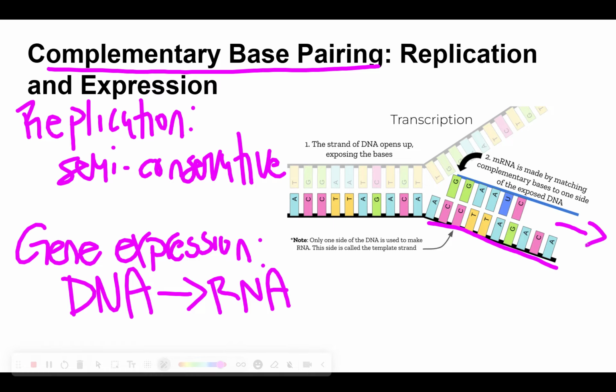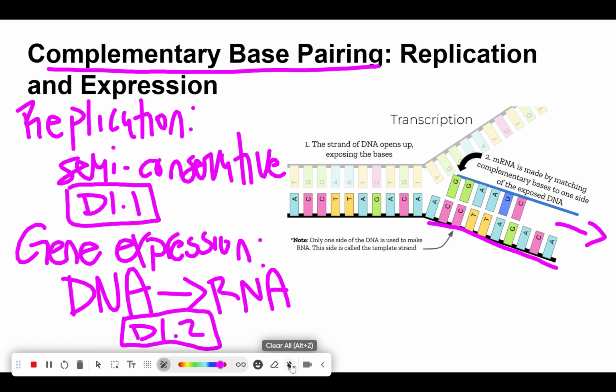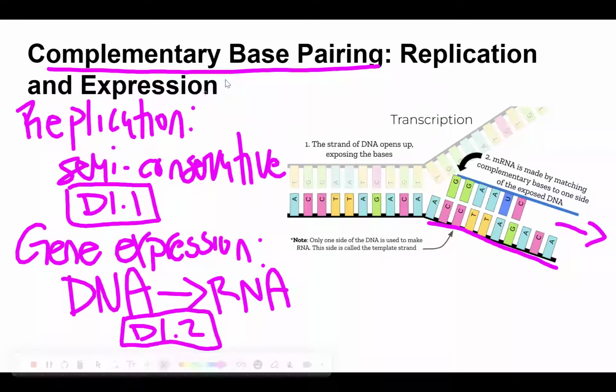Both of these concepts are very important in biology and come up a lot in other sections of the textbook. Replication is D1.1 and protein synthesis is D1.2. So consider this a very brief introduction to these ideas, which will be revisited at other times in the syllabus. But here we're really just looking at the structure and function of a nucleotide and how that structure and function allow for these two very important processes to happen.